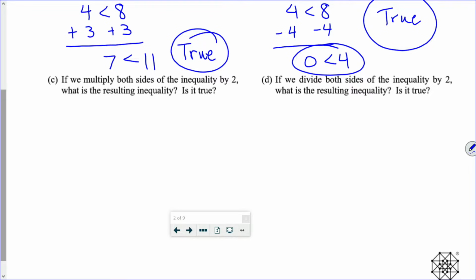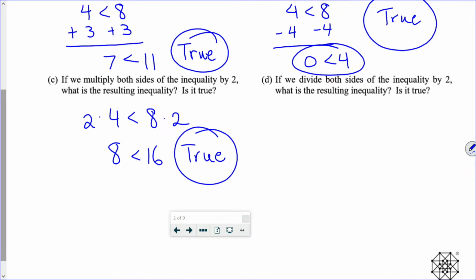Letter C says if we multiply both sides of the inequality by 2, what is the resulting inequality? All right, so I'll do times 2, times 2. That'll give me 8 is less than 16. All right, that's true. So it appears that I can multiply both sides of a true inequality and still get something that's true. And finally, if we divide both sides of the inequality by 2, let's see what happens. I'll get 2 is less than 4, and that is also true.